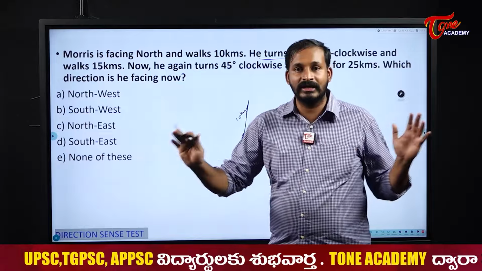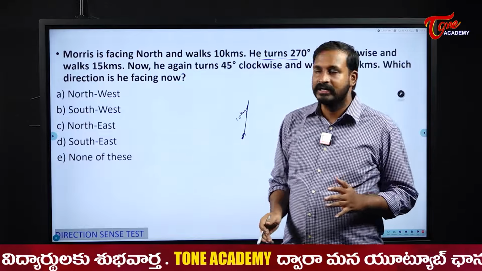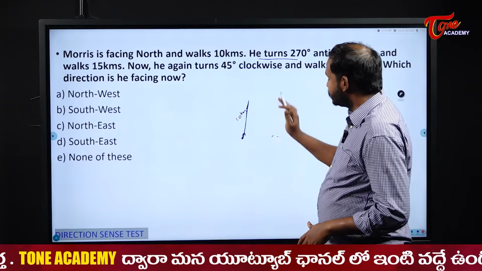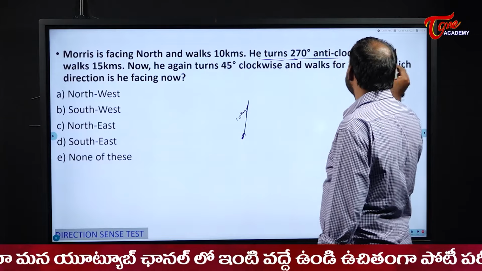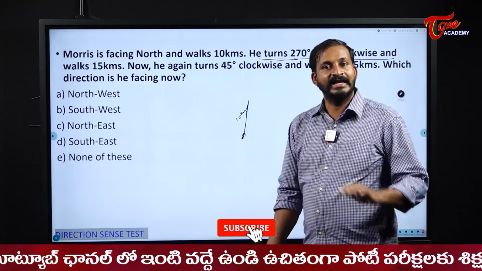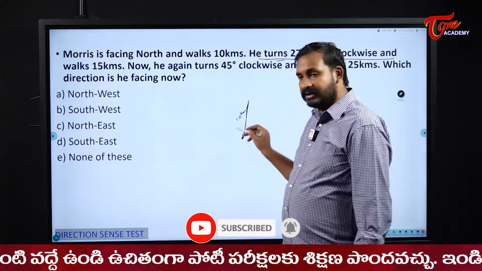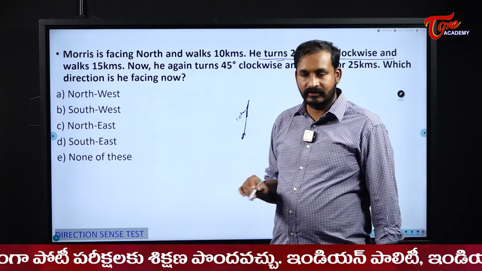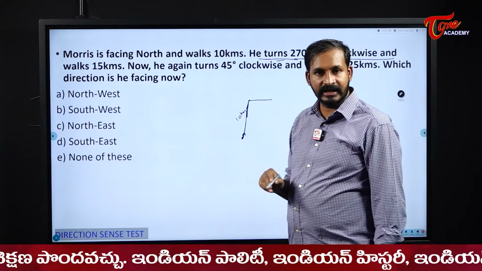So here don't do that cancellation procedure which I have told you earlier. We will see those questions later. But this is a little bit different one. He is facing north and he walked 10 kilometers. He turns 270 degrees in anti-clockwise direction. Anti-clockwise means leftward direction. If he turns exactly 180 he will come back to this back position. 270 means now he came to this direction, right?